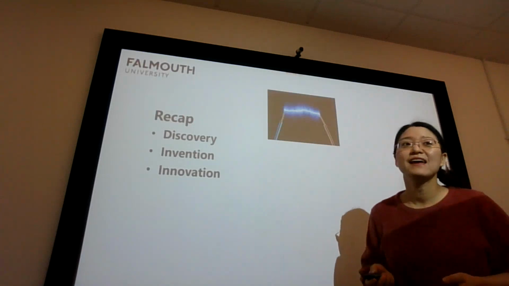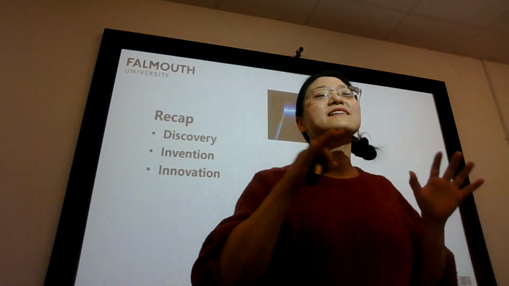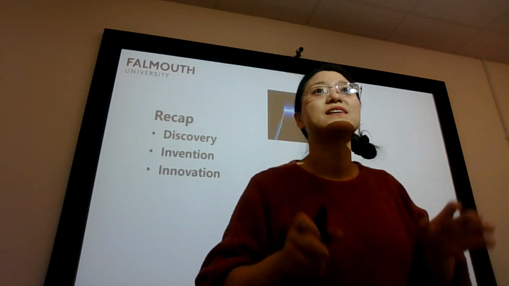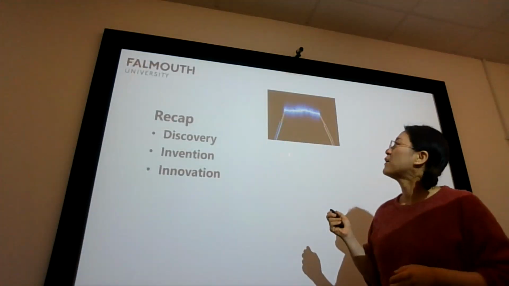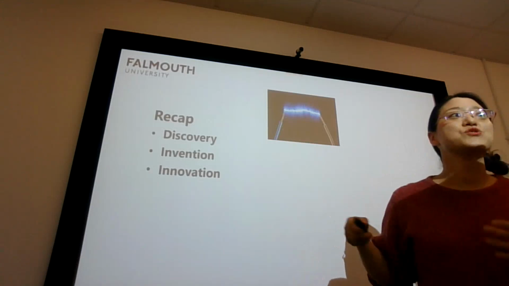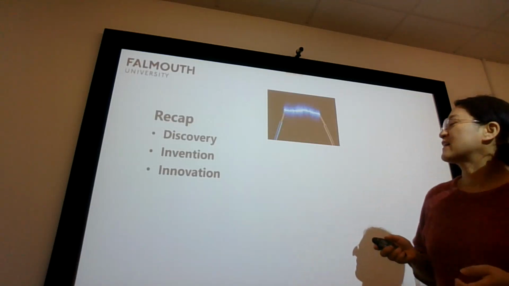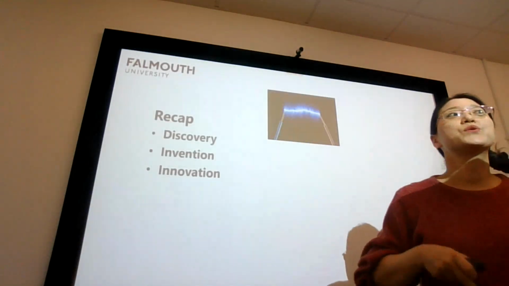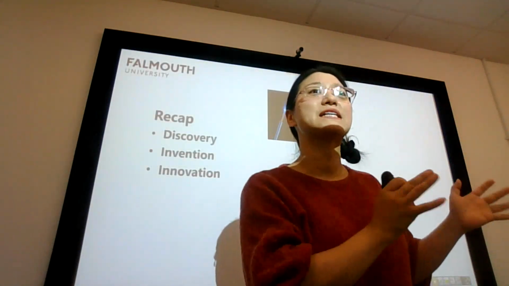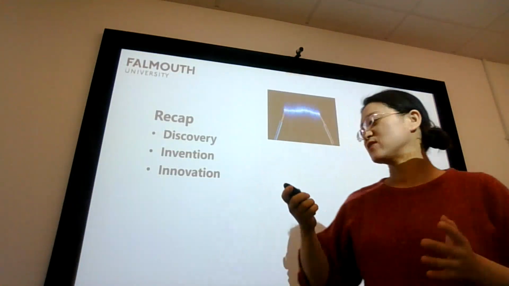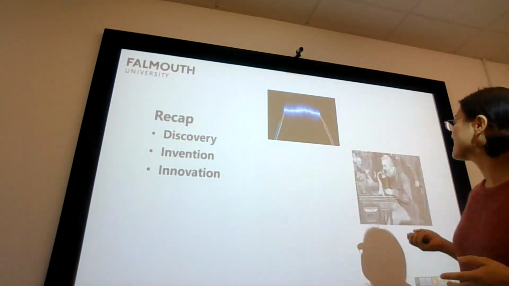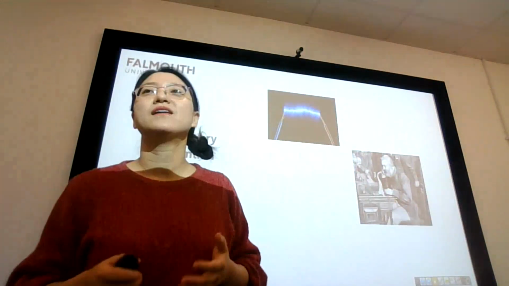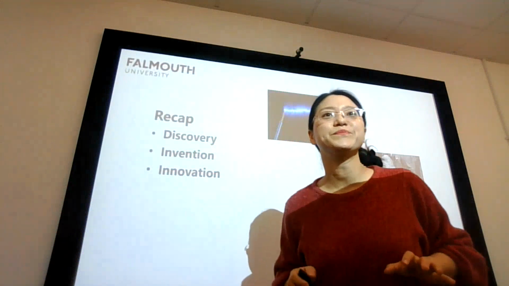Discovery is when we uncover something that existed in the real world, in the natural world. For example, Faraday discovered the electric current. And invention is that we create something new that has not existed in the past. So based on the discovery, Alexander Bell invented the telephone.